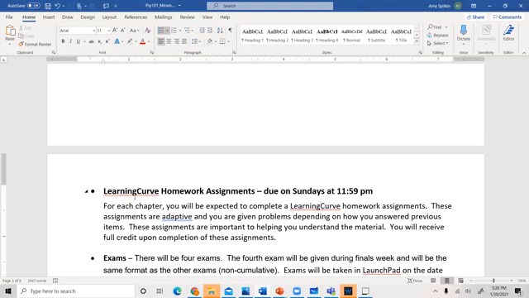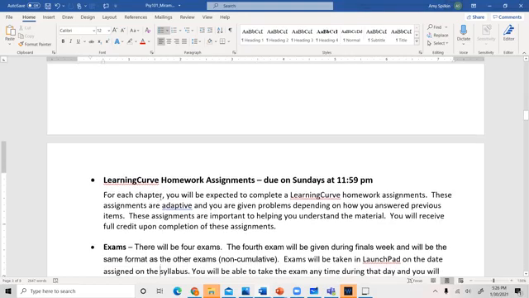As long as you complete the learning curve assignments, you get full credit for them. It doesn't matter how many questions you got wrong or missed, as long as you complete it and get to that total number of required points, you will get full credit for the assignment. So that's some motivation to please try to do those learning curve assignments.